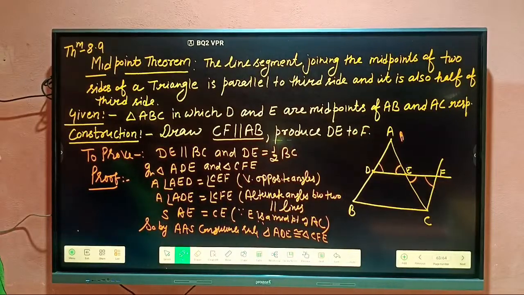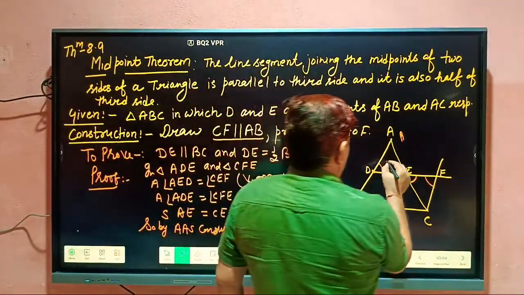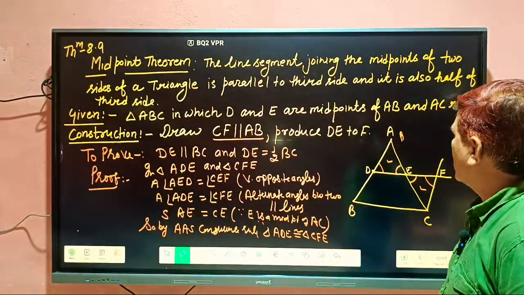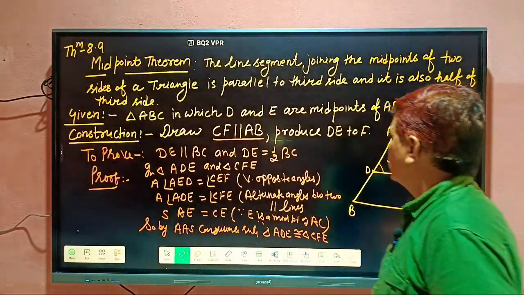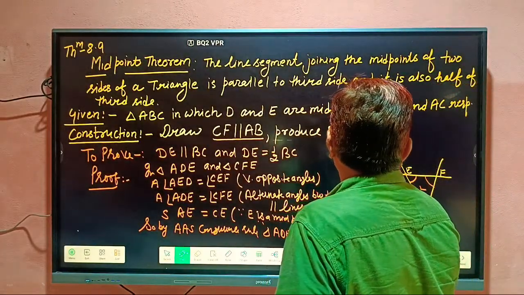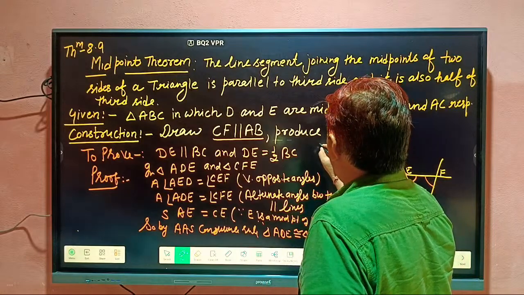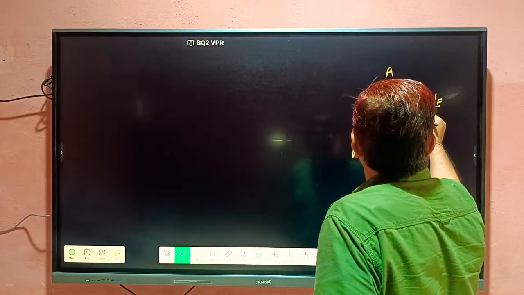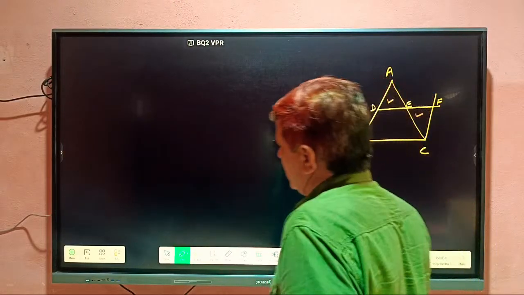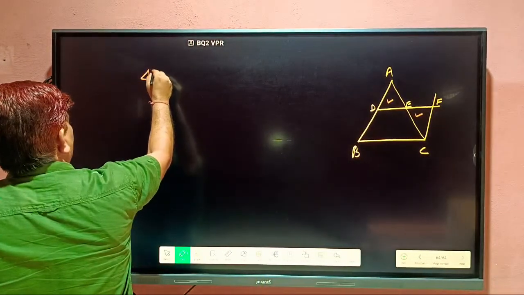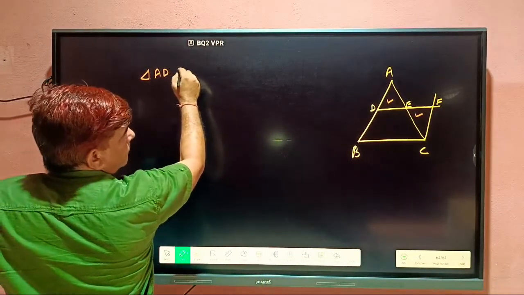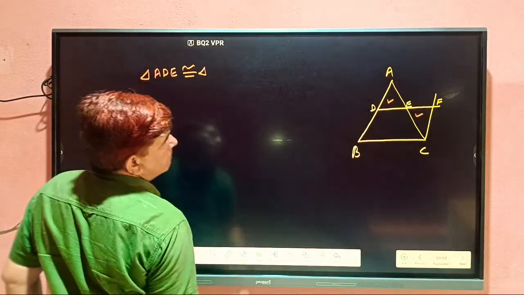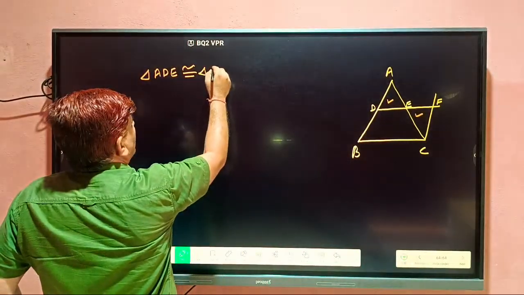Understood? This triangle is congruent to this triangle, so its corresponding parts are equal. So what can you say? Its meaning is this: AE, on the next page I can write. So this triangle and this triangle are congruent. And what's the name of the triangle? The triangle is ADE, congruent to triangle CFE.